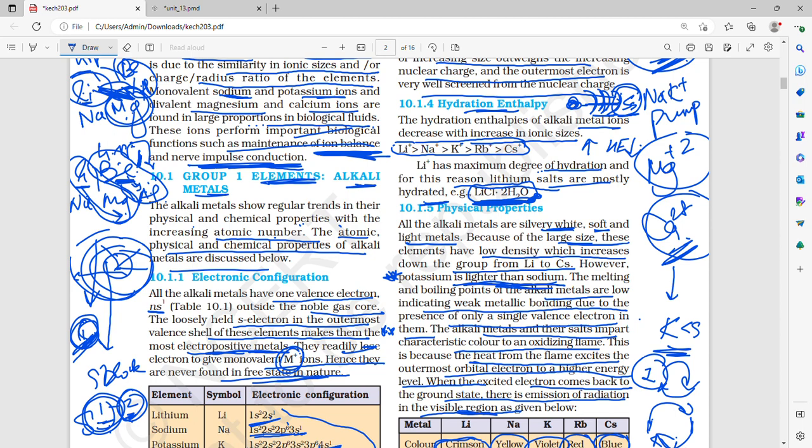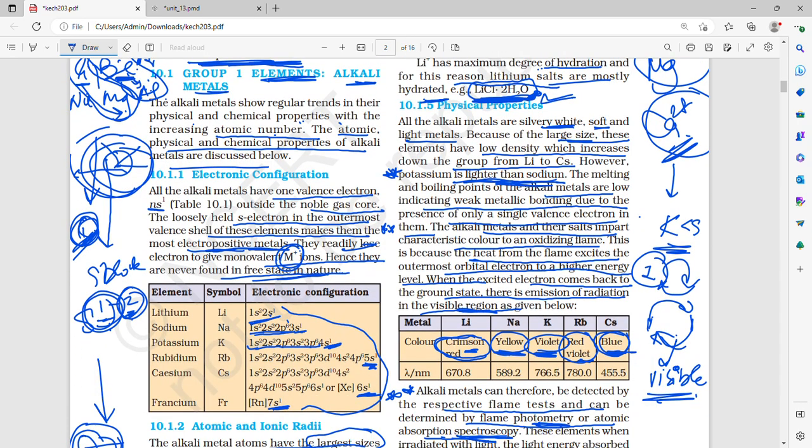Now hydration enthalpy. The hydration enthalpy of alkali metal ions decreases with the increase in ionic size. Always remember that hydration enthalpy is inversely proportional to the atomic size. As the atomic size increases, hydration enthalpy decreases. So lithium has the highest hydration enthalpy and cesium has the lowest. Lithium has the maximum degree of hydration, and therefore lithium is the only element which can form hydrated salts. That is, it forms LiCl.2H2O. This is very important: lithium forms LiCl.2H2O.